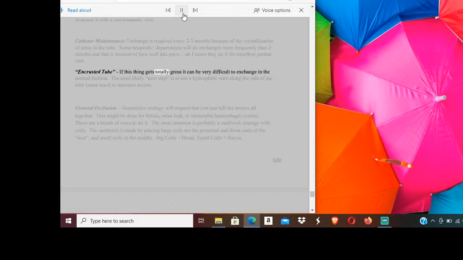Encrusted tube. If this thing gets totally gross, it can be very difficult to exchange in the normal fashion. The most likely next step is to use a hydrophilic wire along the side of the tube, same tract, to maintain access. Ureteral occlusion. Sometimes urology will request that you just kill the ureters altogether.